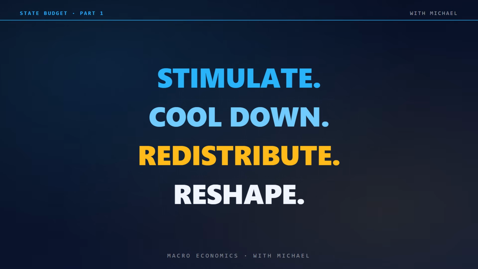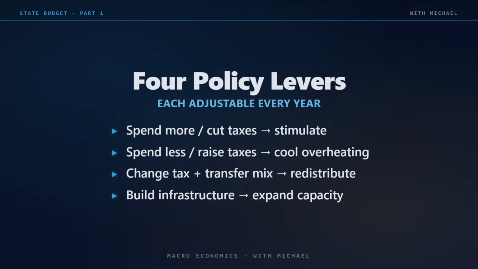Section 7. The budget as economic policy. The state budget is not just an accounting exercise. It is the most powerful instrument of economic policy. Through the budget, the government can stimulate the economy by spending more or by cutting taxes. It can cool an overheating economy by spending less or by raising taxes. It can redistribute income by changing the tax structure or by expanding transfer payments. It can shape the long-run capacity of the economy through investment in infrastructure, education, and research.